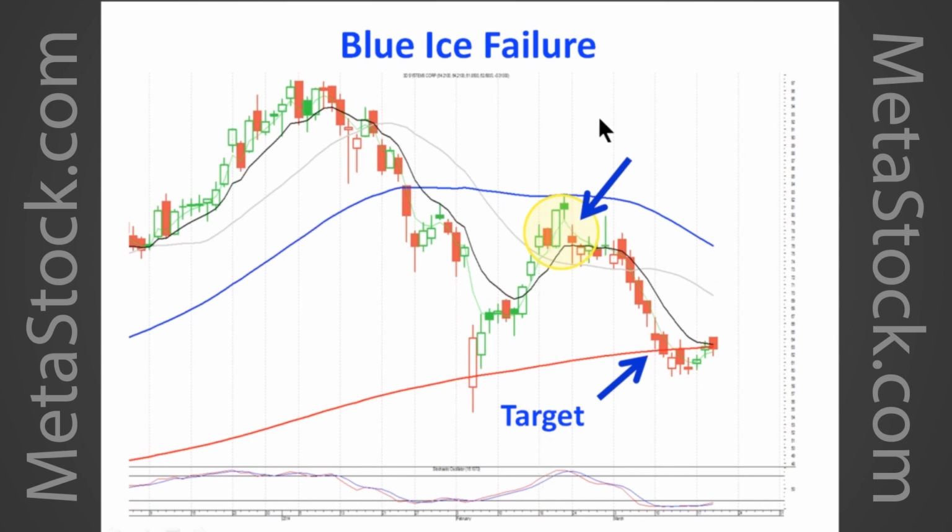So this is what we call the blue ice failure. A blue ice failure is when it comes down through a resistance or a support level, it's failed. If it comes back up and hits this resistance level and fails again, we know it's going to come back down to the next lower support level. That phrase was coined by my late friend Dave Elliott of Wall Street Teachers, because basically somebody's fallen through the ice, they come up trying to find the hole, they can't find it, they drown, they go back to the bottom of the pond.